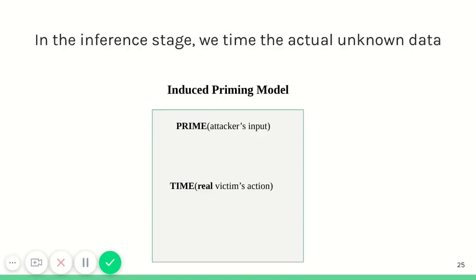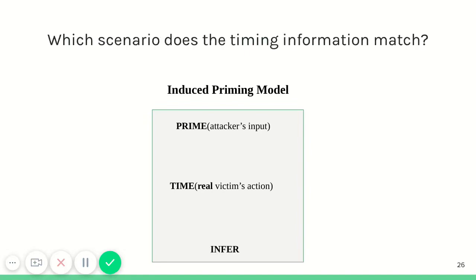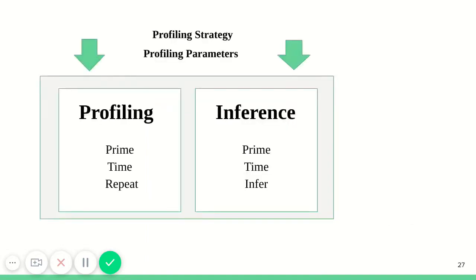In the inference stage, the attacker primes as usual. Then, the attacker times the execution of the program on some real victim's unknown input. The attacker then determines which of the two execution time distributions collected during the profiling stage the observed timing information more closely matches. Based on whether it more closely matches the case where the input satisfies the predicate or the case where the input does not satisfy the predicate, the attacker can infer the value of the predicate on this unknown data. This completes our profiling and inference strategy.